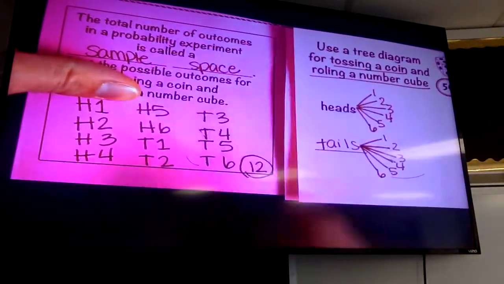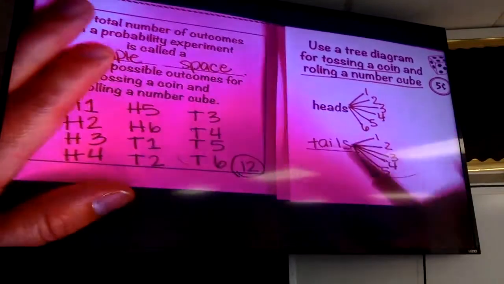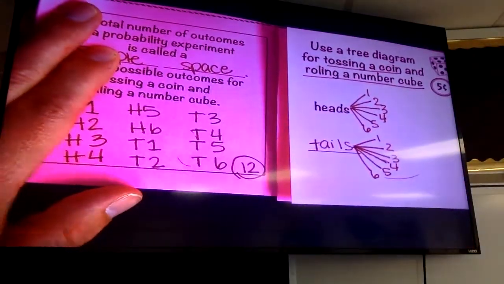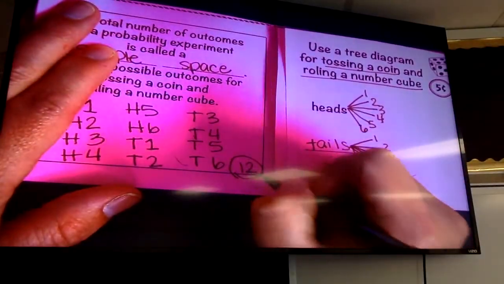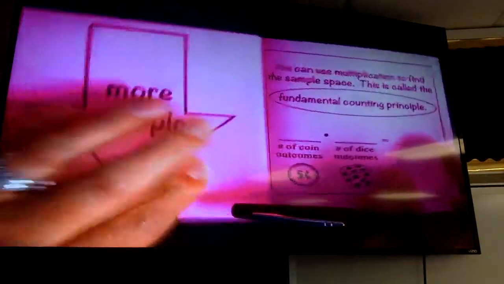Now, to come up with our possible outcomes, there's another thing we can do that's much simpler than following all these steps. If I just need this number right here to figure out the number of possible outcomes, I can do something called the fundamental counting principle.